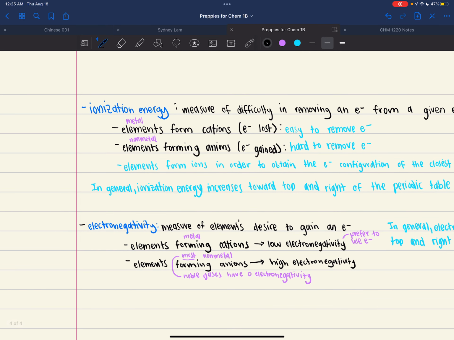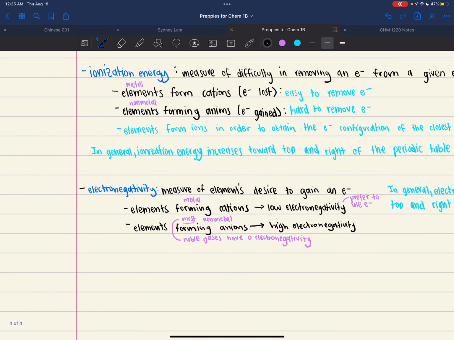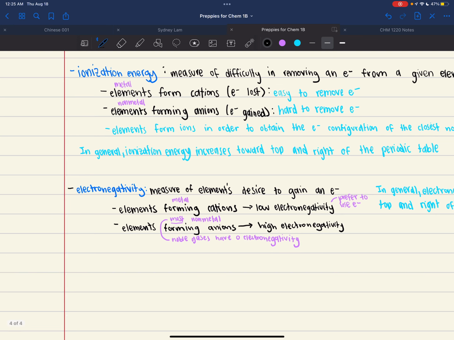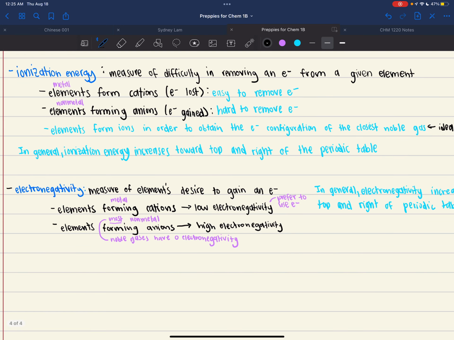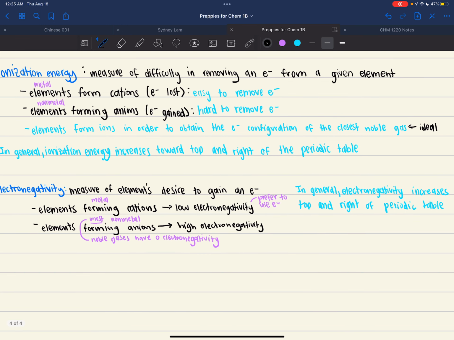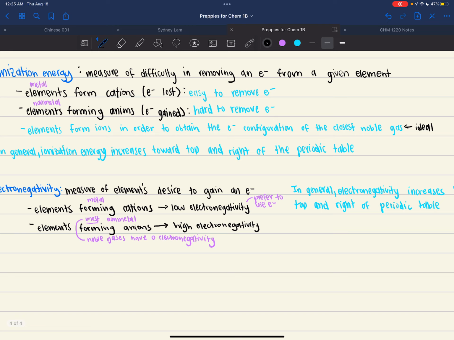So it makes sense that the general trends for electronegativity and ionization energy are the same. And I didn't explain why anions have high electronegativity. Anions need to gain a few electrons in order to get the electron configuration of the closest noble gas. So they will have a desire to gain electrons in order to reach their ideal electron configuration.